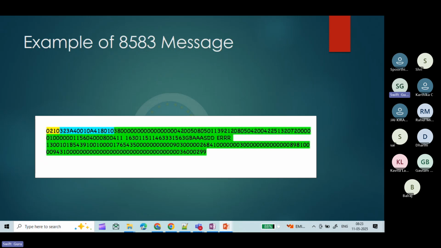Tell me, Buraz. Sorry, not relevant. What's the meaning of artifact messages? In that slide which you showed, we could see Swift ISO 8583. But artifact, what is the meaning?